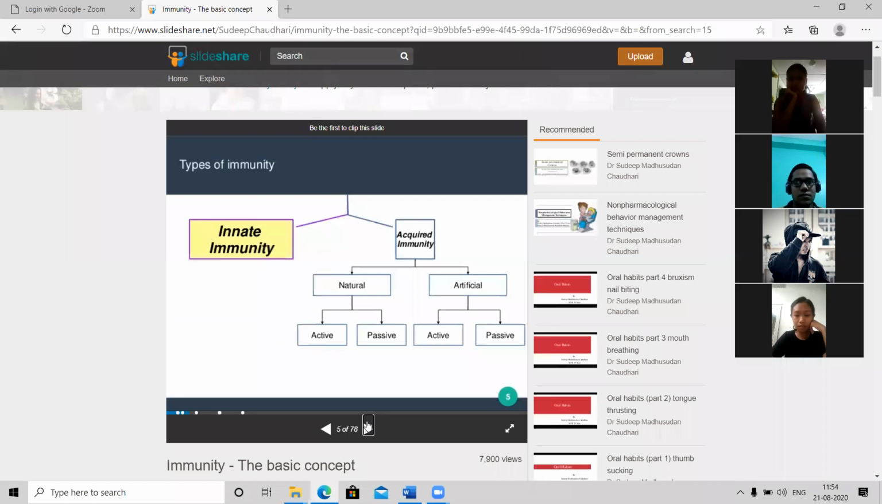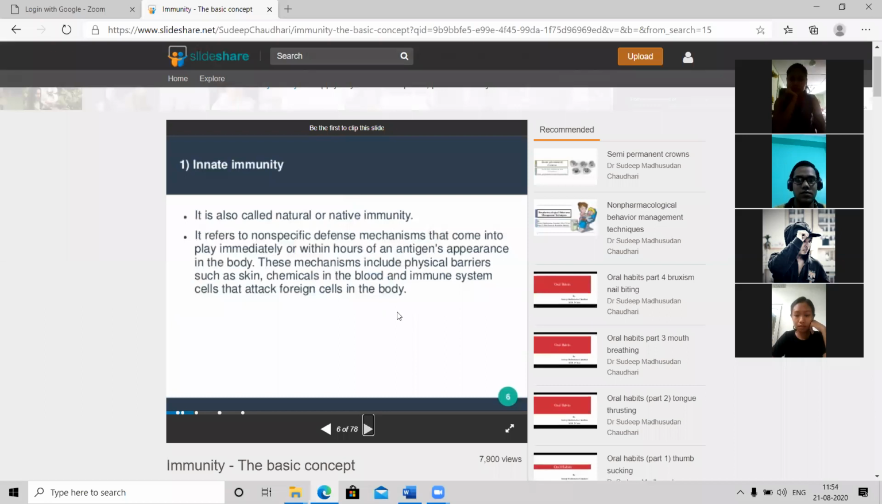Now first of all, as we talk about the innate immunity, what is the innate immunity? Innate immunity is also called natural or native immunity. The innate immunity is present naturally in a host. It is not acquired from outside.